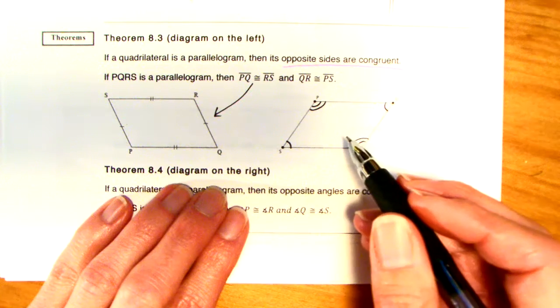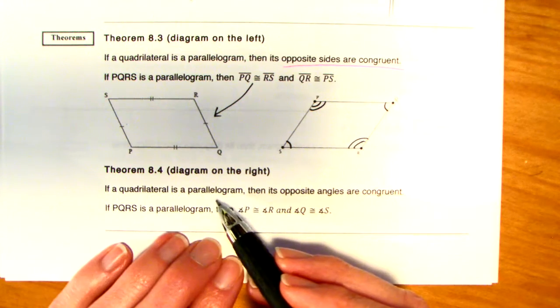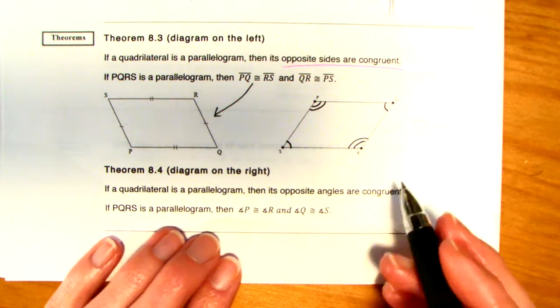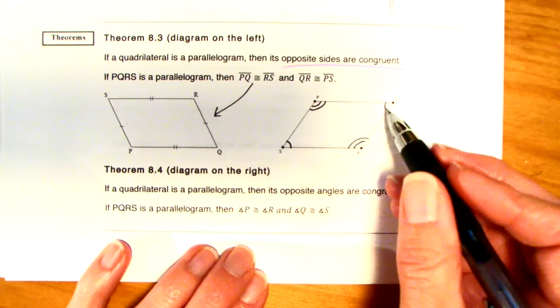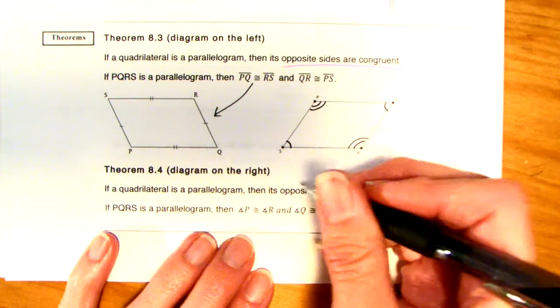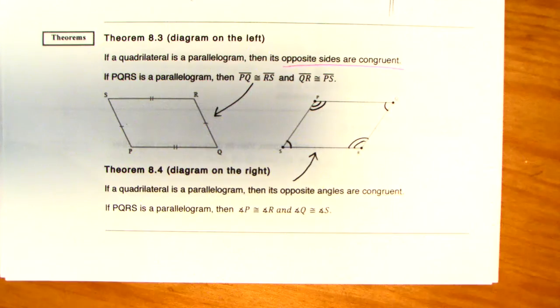Now, theorem 8.4 for the picture on the right. If the quadrilateral is a parallelogram, then its opposite angles are congruent. So these two angles are congruent, and these two angles are congruent. So that's this one.